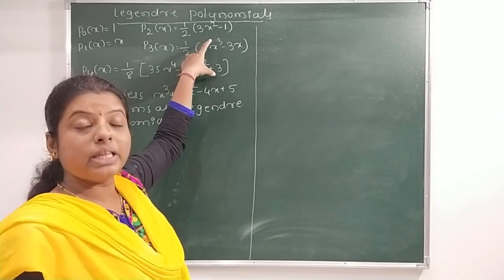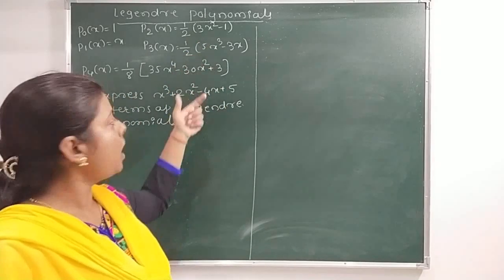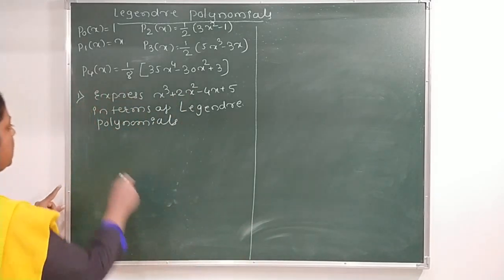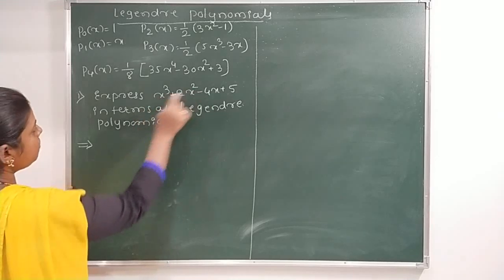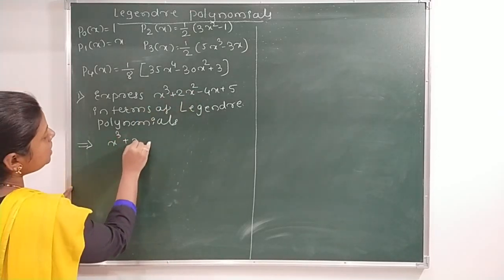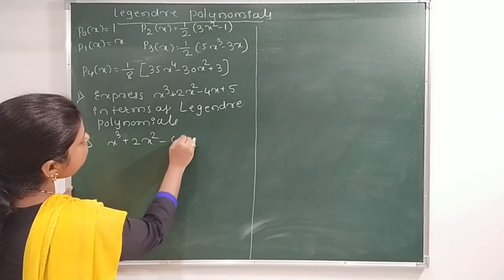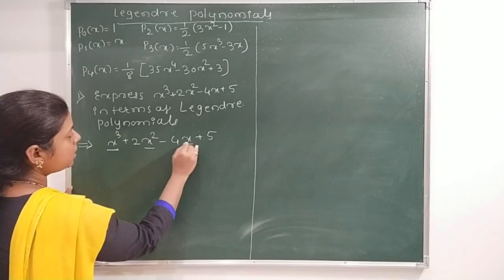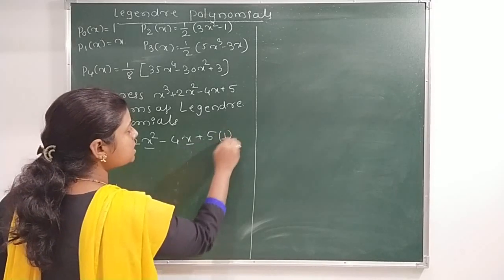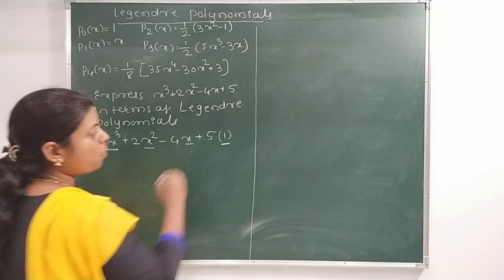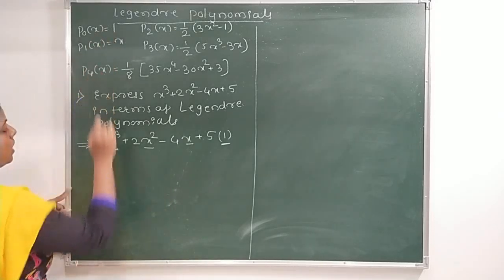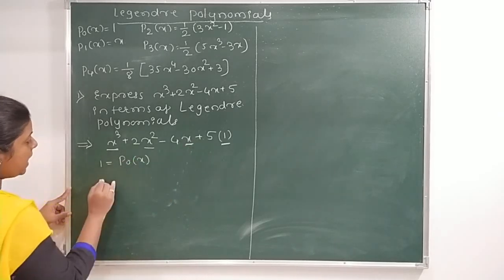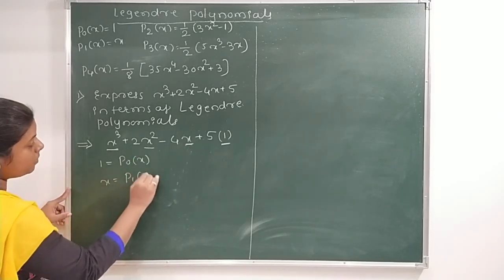With the help of these standards, we have to replace our cubic equation in terms of Legendre polynomials. Let us see. The given equation is x cube plus 2x square minus 4x plus 5. First we want the x cube term, x square term, x term. Here 5 is a constant, that we want 1. First we replace 1, which is nothing but P0 of x. x is nothing but our P1 of x.